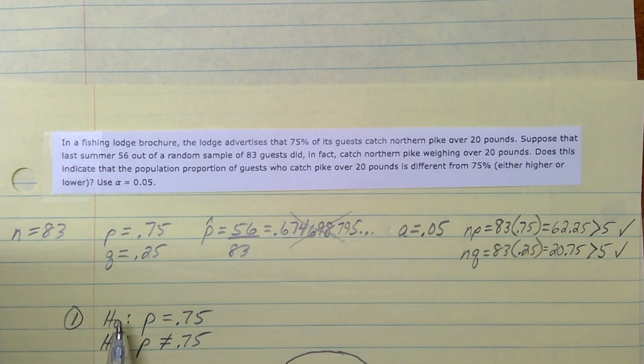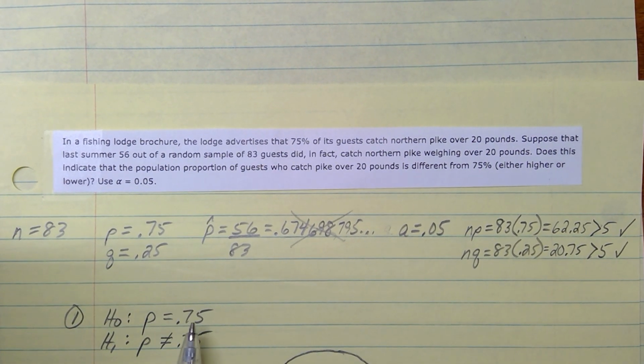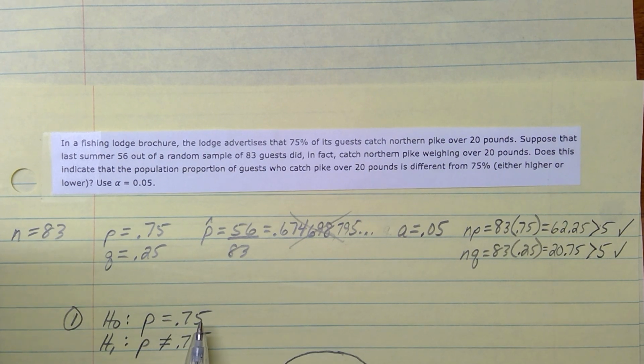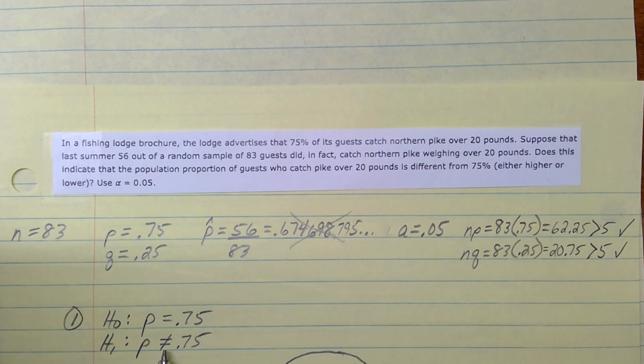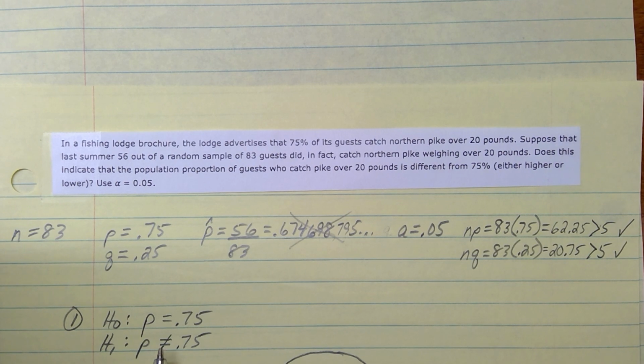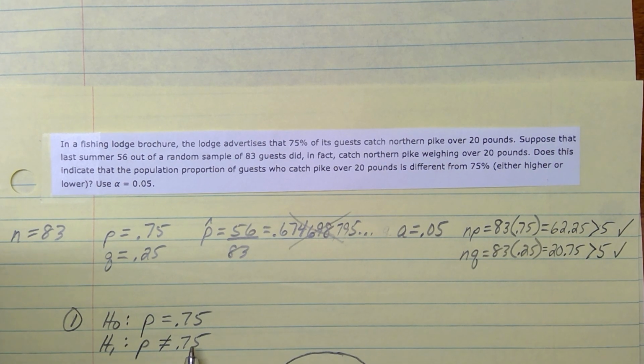All right, state your hypothesis. The sign outside the lodge says that 75% catch a big fish. My challenge is, no, they don't. All right? I'm not saying they catch less. I'm not saying they catch more. I'm just saying they don't catch 75%.